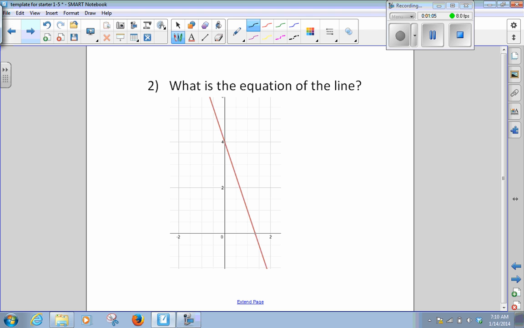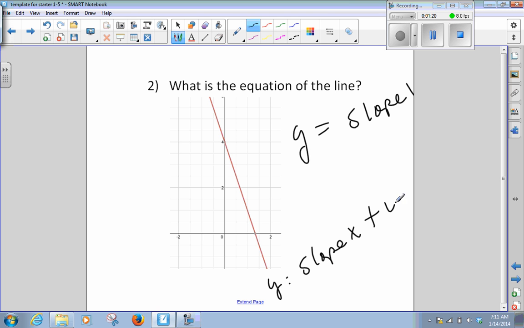Number 2, again, we're writing it in slope-intercept form. So it's going to be y equals the slope times x. Oh, oops, let me write it over here so I've got a little more room. Y equals the slope times x plus the y-intercept. So the y-intercept is really easy to see because it's right there where the graph crosses the y-axis. So we know it's going to be y equals something x plus 4.